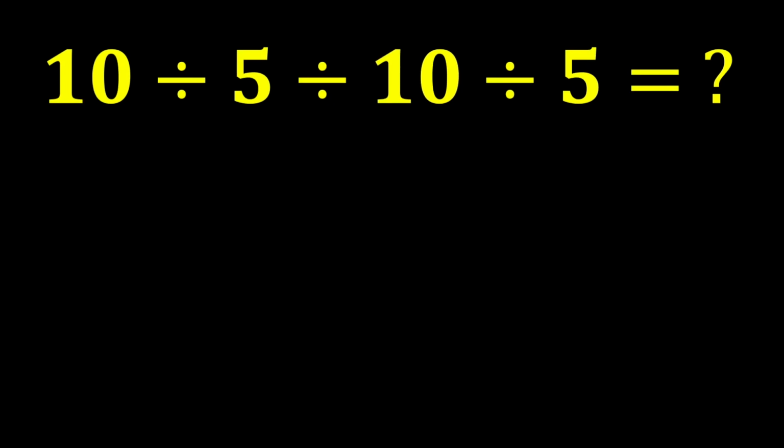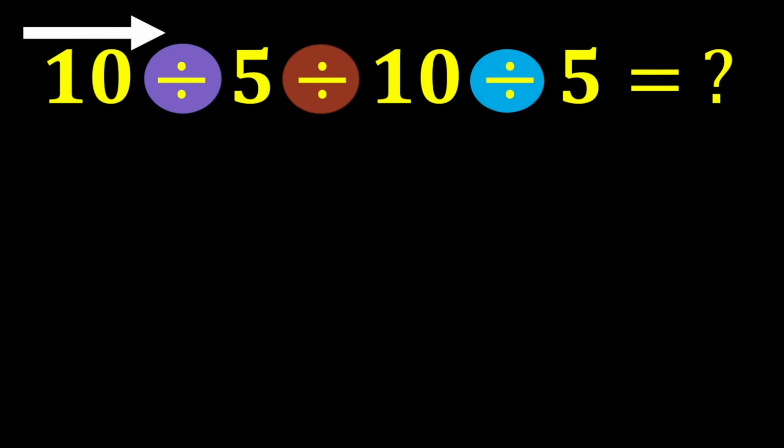10 divided by 5 divided by 10 divided by 5. In this expression, there is more than one division, and since divisions have equal priority, we move from left to right and perform the divisions in order. First this division, then this division, and finally this division.